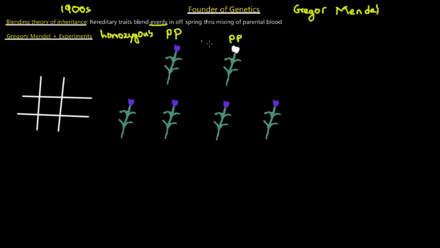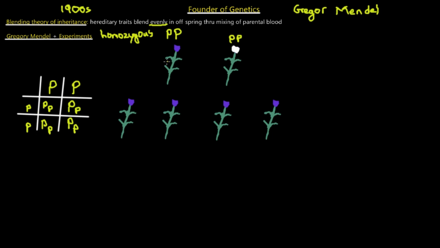So we're going to take the two alleles of the parents. So we have the uppercase p from this purple one, and we have the lowercase p and another lowercase p from the white one. Now if we mix them together, they're all going to be one upper, one lower. One upper, one lower. These are called Punnett squares, by the way. You should have learned this in high school.